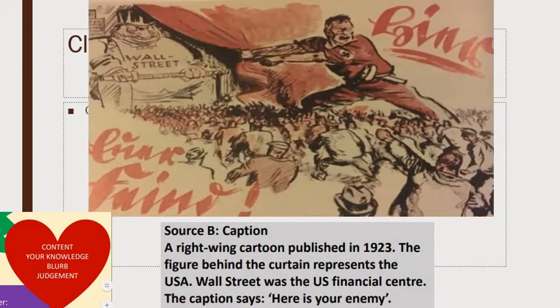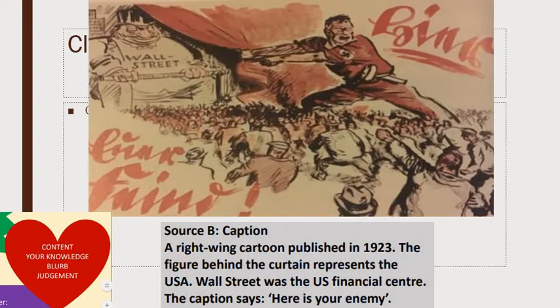So let's have a look at these sources in a little bit more detail. Source B is a right-wing cartoon published in 1923. The figure behind the curtain represents the USA. Wall Street was the US financial centre. The caption says, "Here is your enemy."